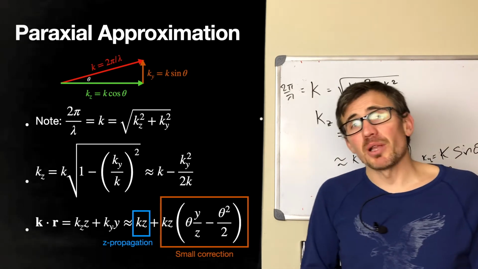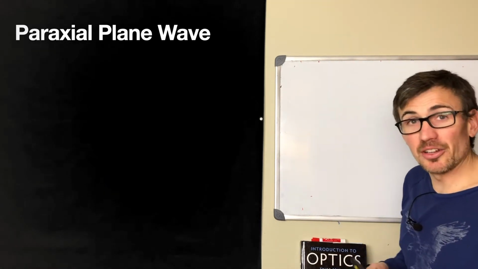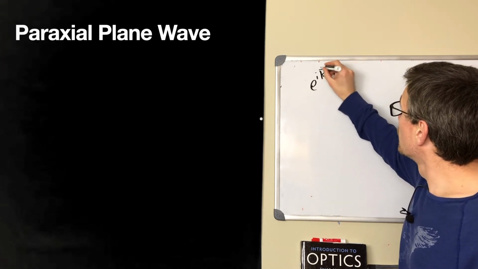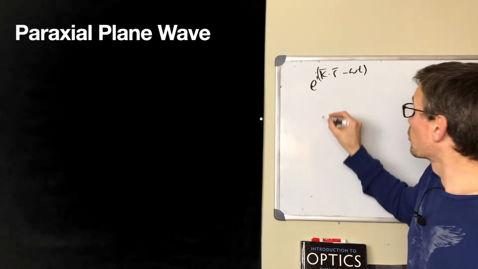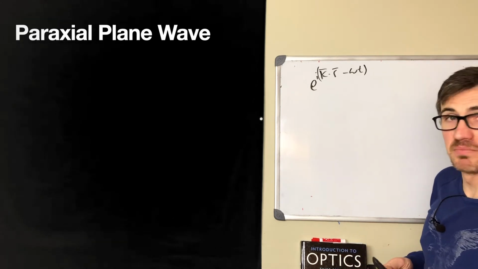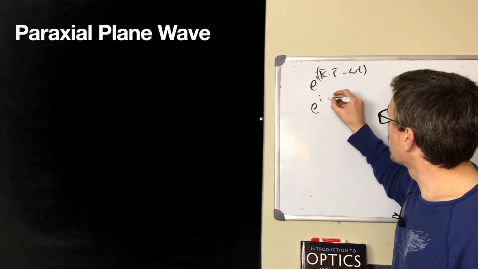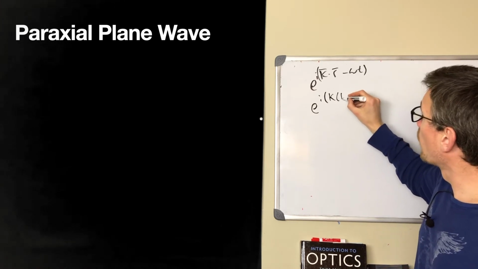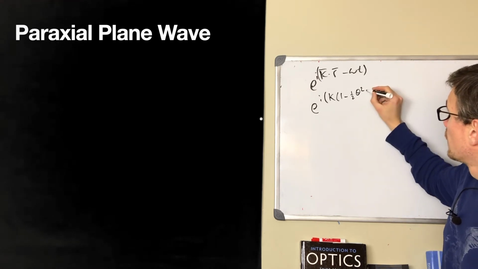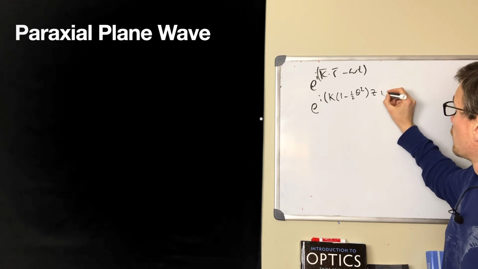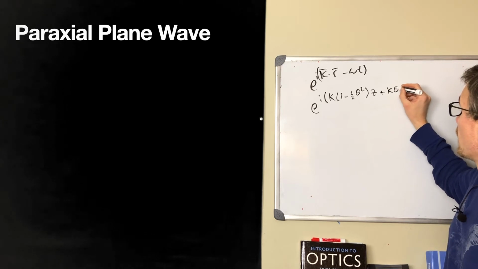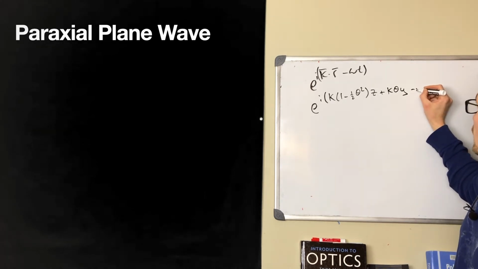Okay. So to see how this works, let's apply k dot r to a plane wave. So we have e to the i, k dot r minus omega t. We're going to work in the paraxial approximation. So let's just plug in what we just found for k dot r. I'm just going to brute force plug it in. So we have e to the i, k times 1 minus 1/2 theta squared times z, plus ky y, which is k theta times y, minus omega t.